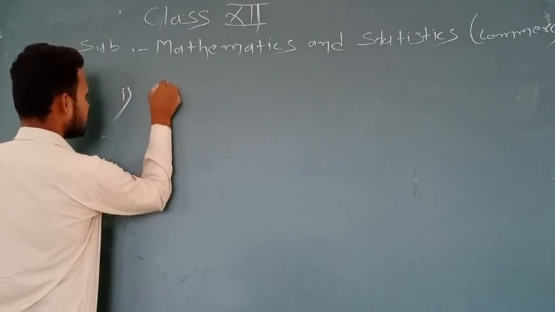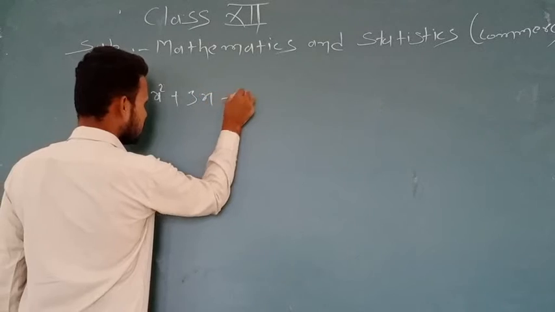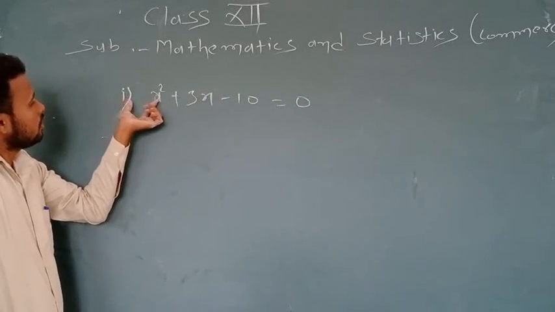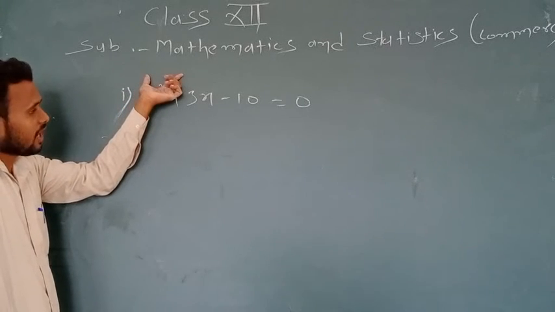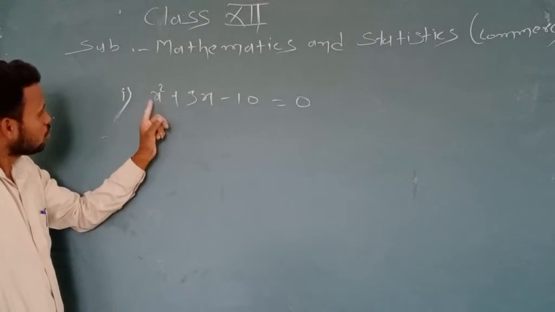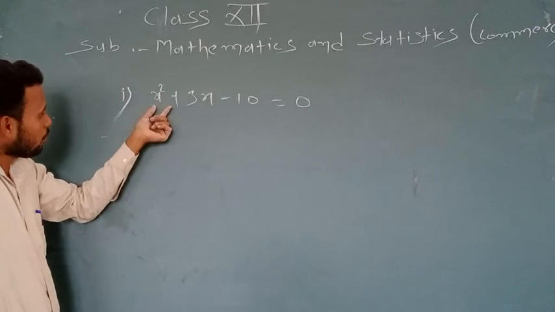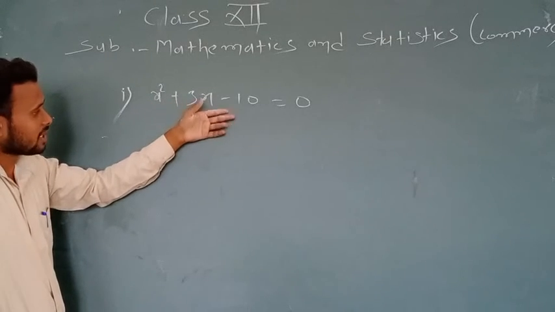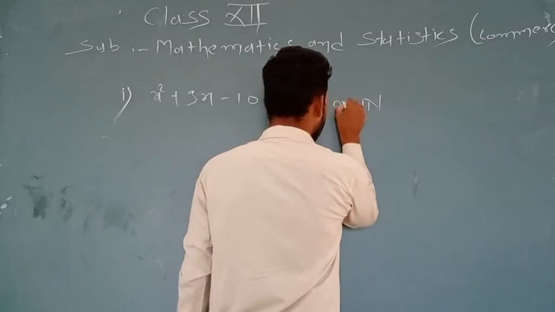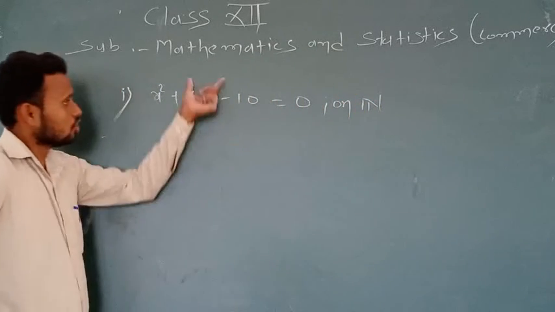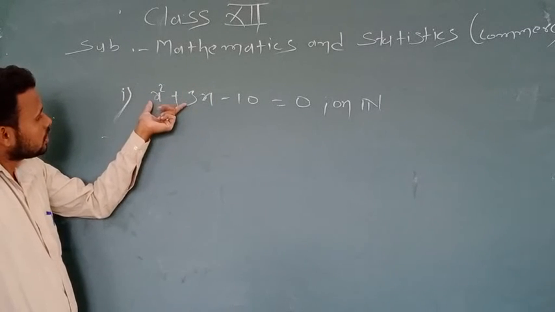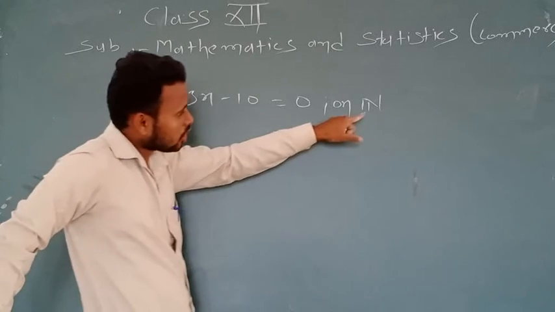First example, if I take x square plus 3x minus 10 which is equal to 0. Question: use quantifiers to convert the following open sentence defined on a natural number into a true statement.